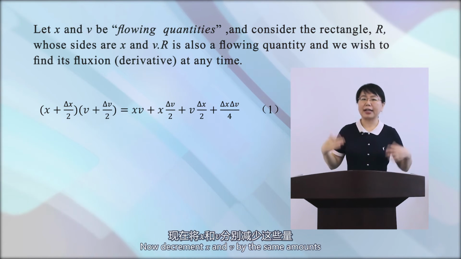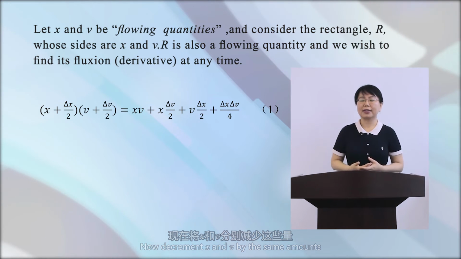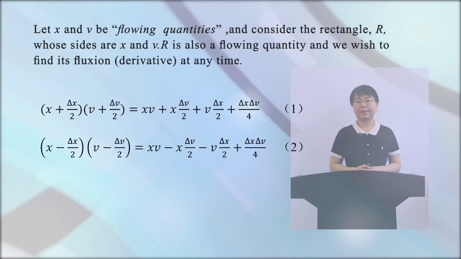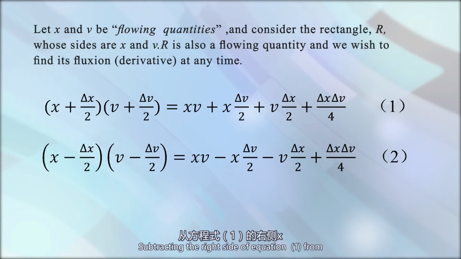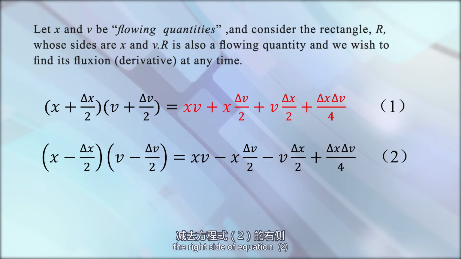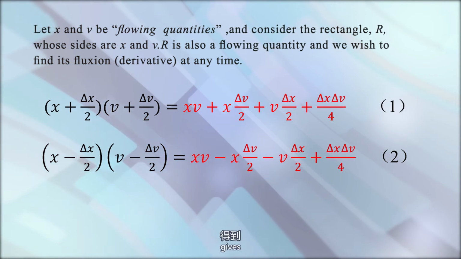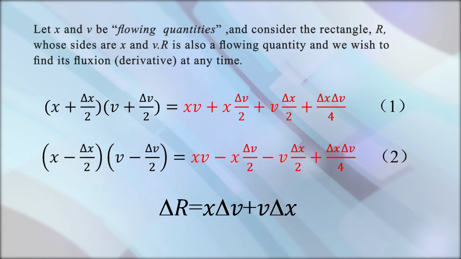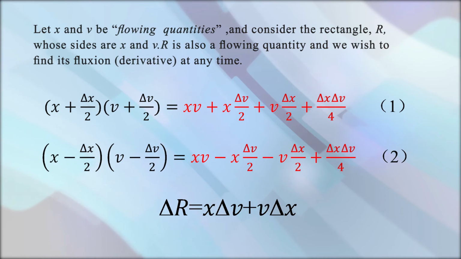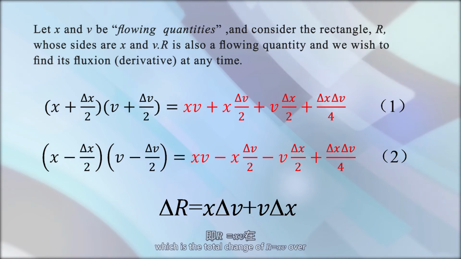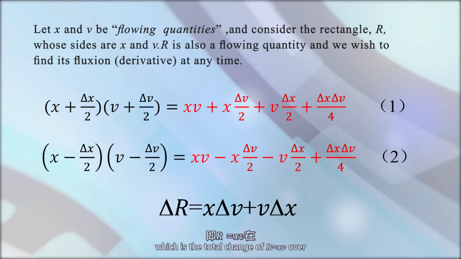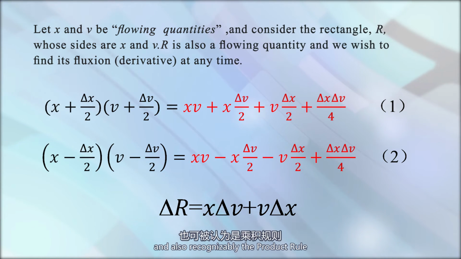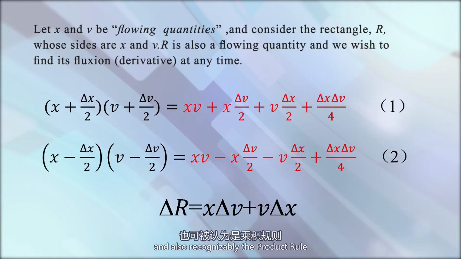Now decrement x and v by the same amounts. Then we will have the similar expression. Subtracting the right side of equation 1 from the right side of equation 2 gives that delta R equals x times delta v plus v times delta x, which is the total change of R over the intervals delta x and delta v, and also recognizable as the product rule.